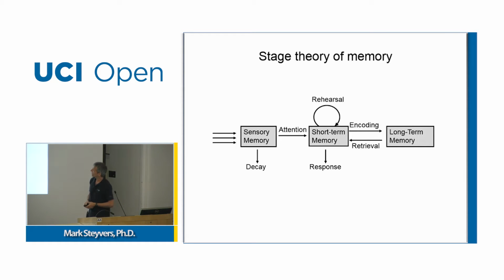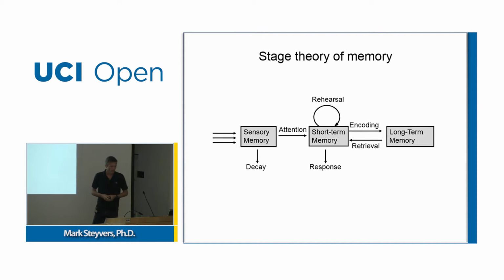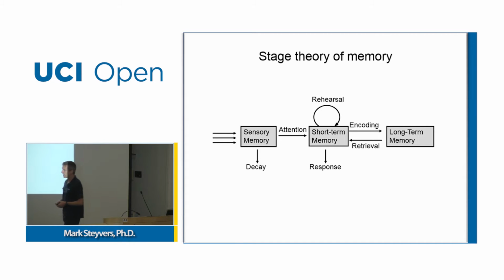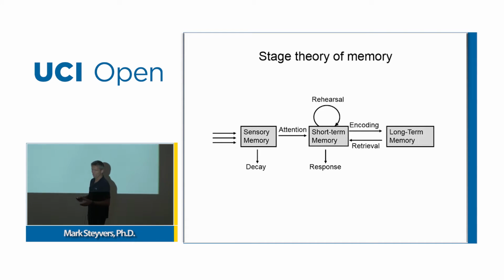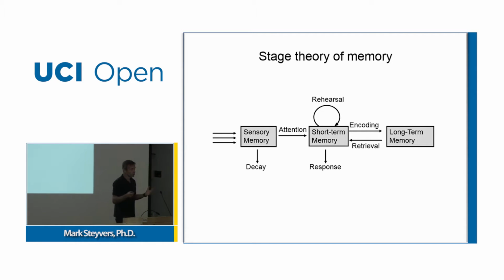So here's this famous stage theory of memory. It's also called the modal memory model. And this was developed in the 1960s and 1970s. It was actually developed by my Ph.D. advisor, Rich Shiffrin, as well as Dick Atkinson. He later became the chancellor of UC, University of California. So there's some interesting history here.